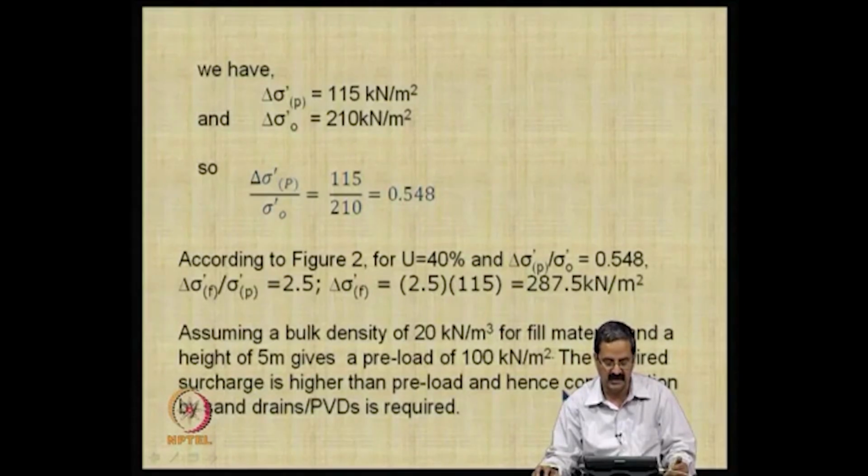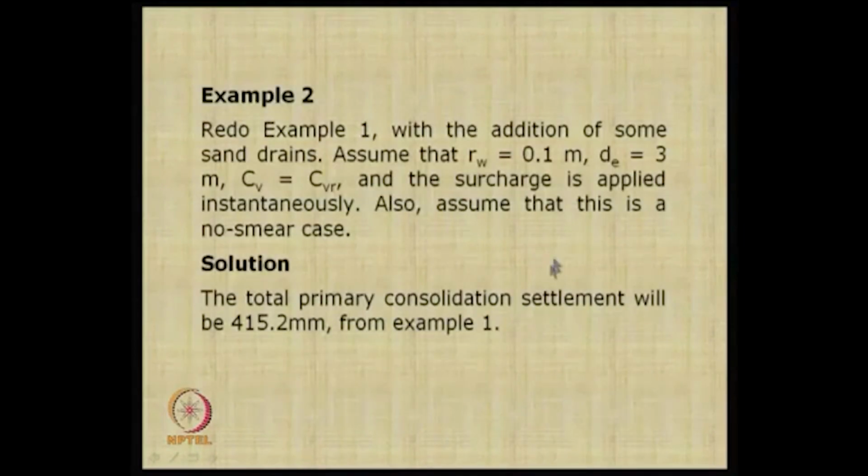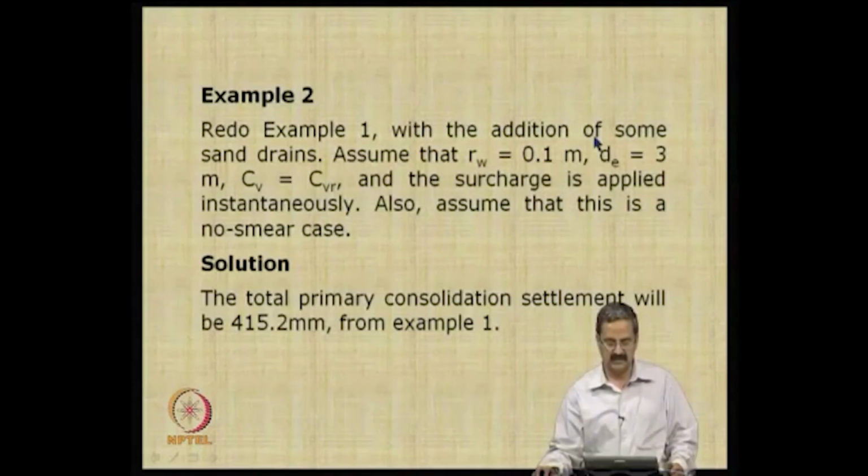So, what we do is try to reduce this required number. Sometimes maybe only 10 to 20 is possible; it is very difficult. Your objective is to reduce this preload, and that is best achieved by using sand drains or PVDs, as we will see. Say, for example, I try to redo the example with sand drains.